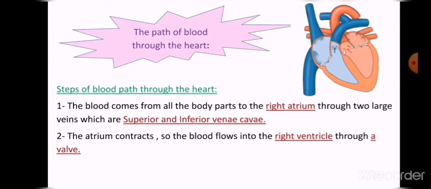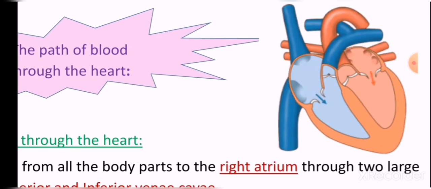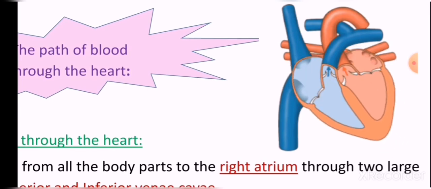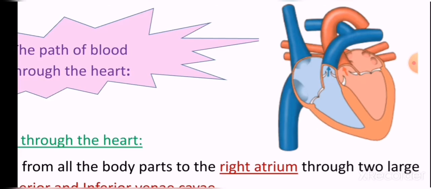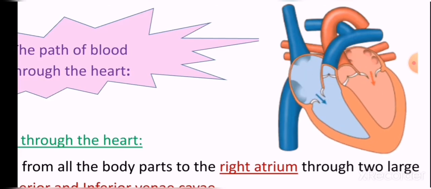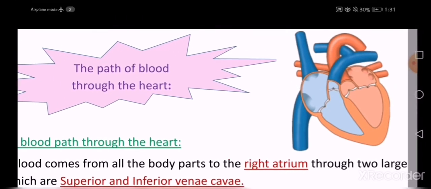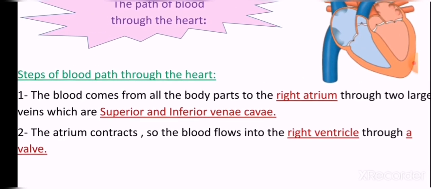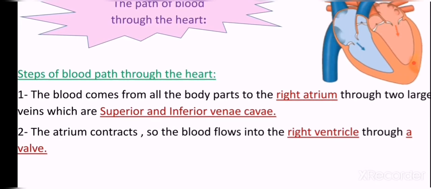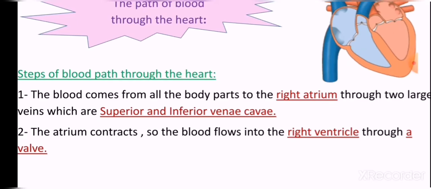At first, the blood comes from all the body parts, all the body cells. They enter the heart through the superior vena cava and inferior vena cava. The blood enters from the superior and inferior vena cava to the right atrium. Then the right atrium contracts. So the blood flows from the right atrium to the right ventricle through the valve inside the right side.